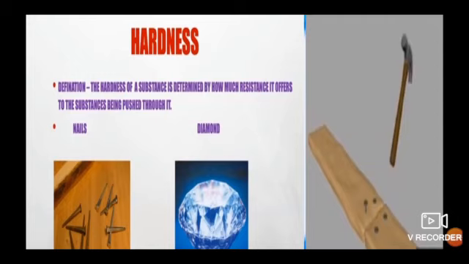So, this is the property of substances. The hardness of a substance is determined by how much resistance is offered to the substance being pushed through it. Example: nails, diamond, etc.